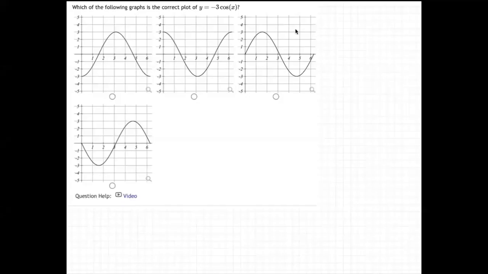On this question, they're asking us to discover which of the following graphs is the correct plot of y equals -3 cosine x. Okay, so we have to be clear what the difference is between sine and cosine graphs.